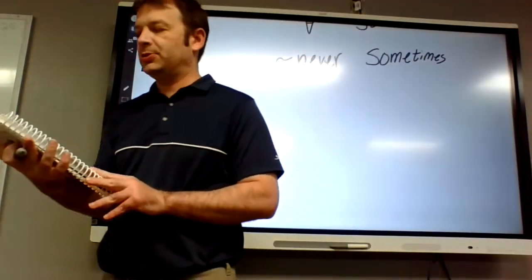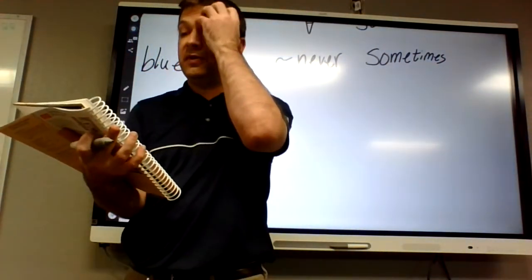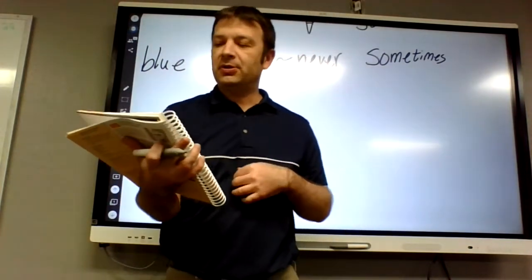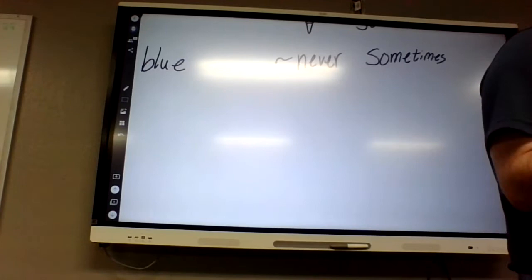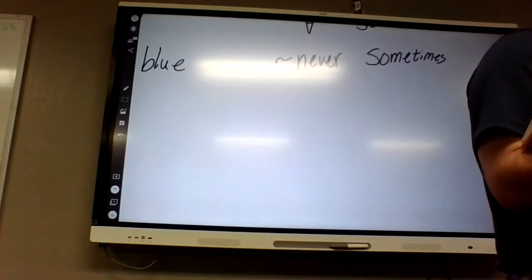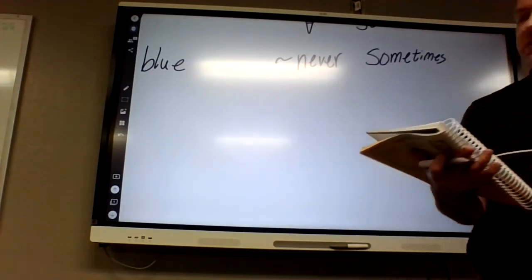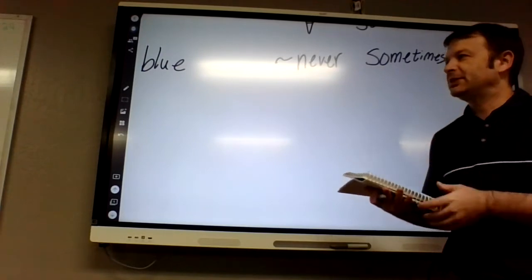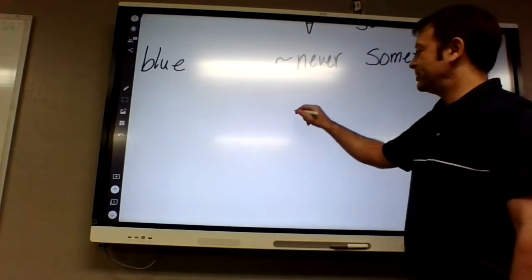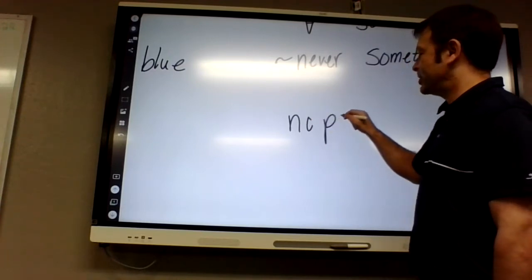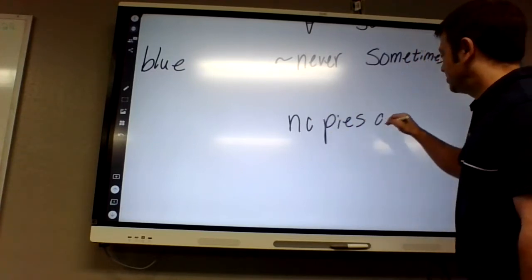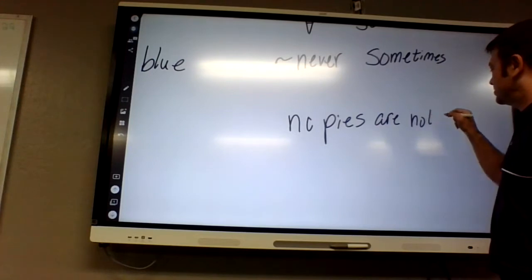Q, this one's confusing because it's got a negative in the middle. Some pies are not cherry pies. So what's the negation of some? None. But if I put it in a sentence, no pies are not cherry pies.